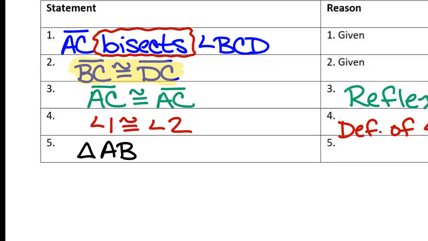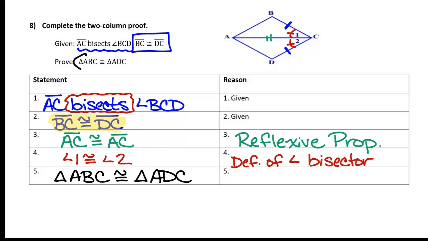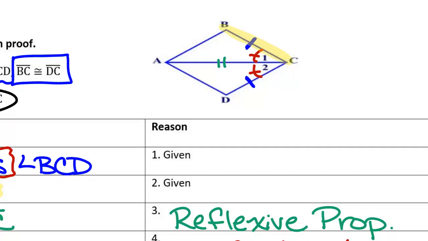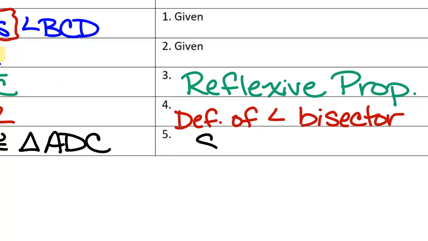Triangle ABC is congruent to triangle ADC, coming from right here. Looking at the picture, we can use that to determine our reason for saying these are congruent. What reason can we give? Side, angle, side, yes. We have a side here, and then an angle, and then a side. Side, angle, side.